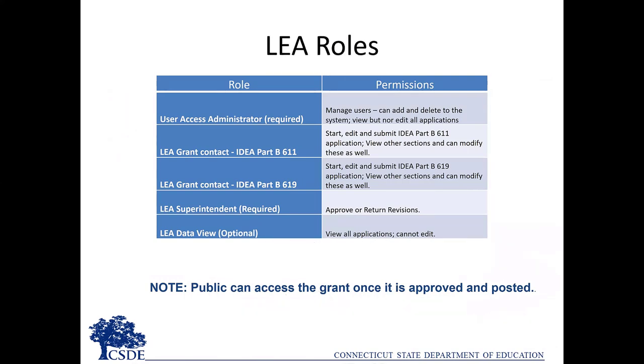There are roles that are established. Every district is required to have a user access administrator, and that's somebody in your building, someone who works with you, because other grants beyond the IDEA are in this system. As well, there's going to be an identified IDEA 611 contact and a 619 contact. Can be the same person, can be different, but both of these individuals will have the authority to go in and modify pieces within the grant itself. And then there's the superintendent, which is required, and then a data review piece as well.